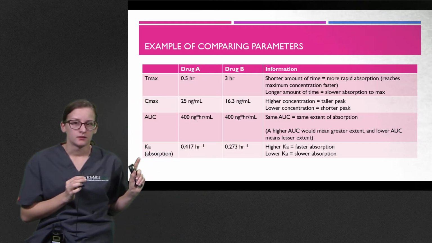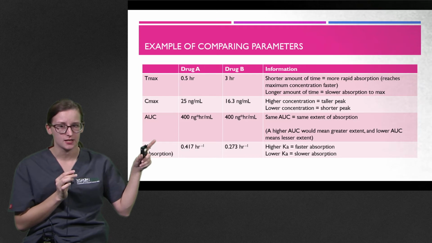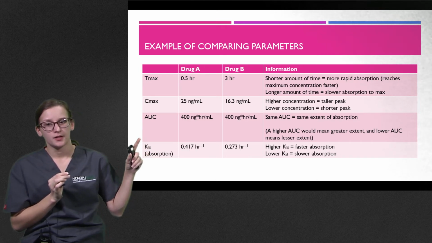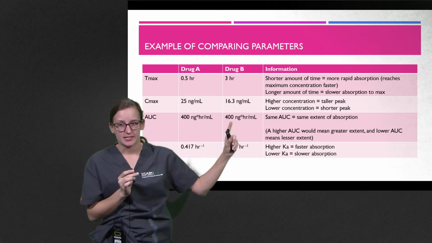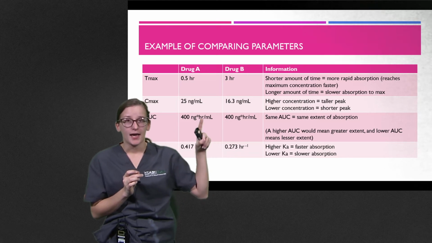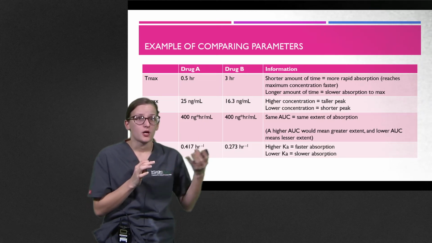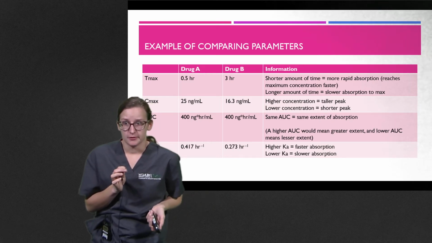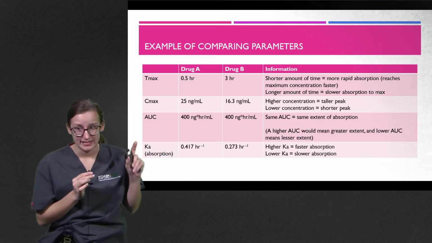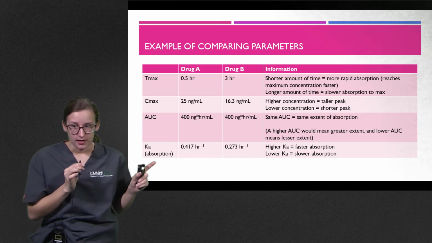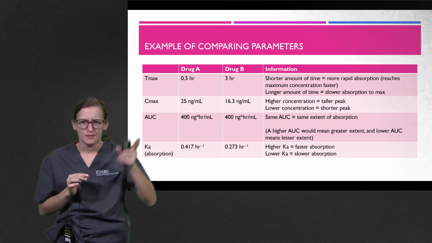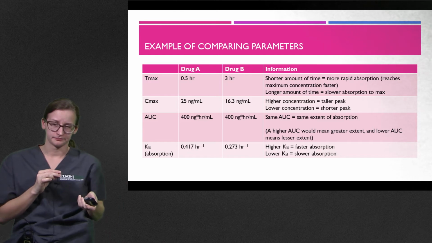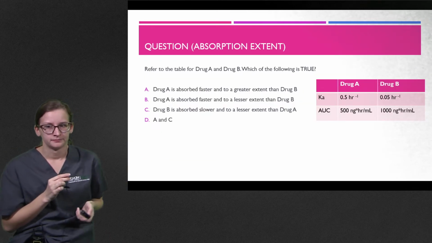And then AUC is the extent of absorption. So if they're the same, you'll have the same extent. If you have a higher number, there's a larger extent of absorption. And if it's smaller, it's going to be a lesser extent of absorption. The biggest ones you want to know for the exam are AUC and rate of absorption. Maybe time as well. But definitely these two.